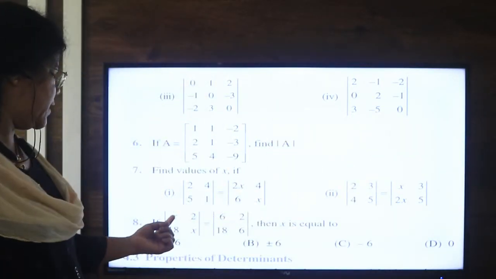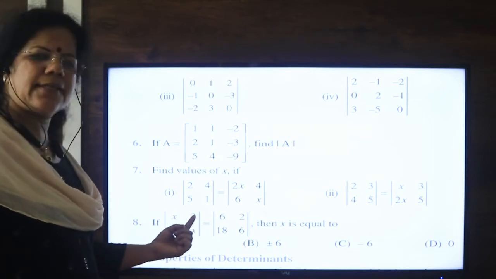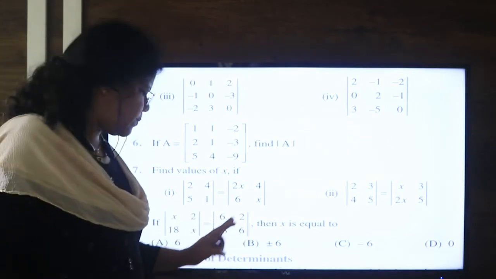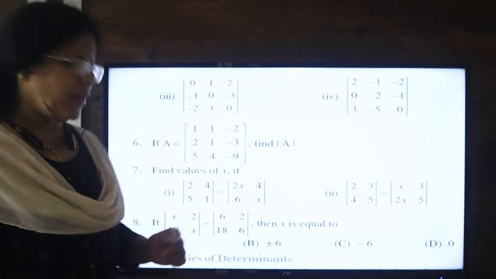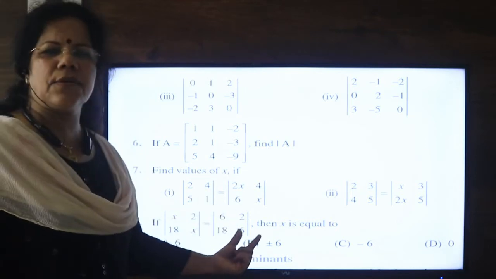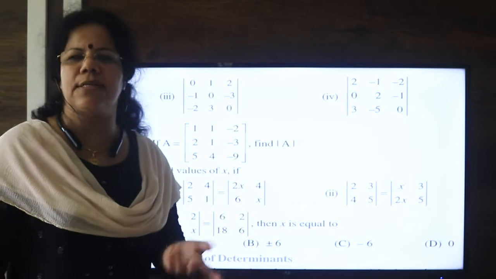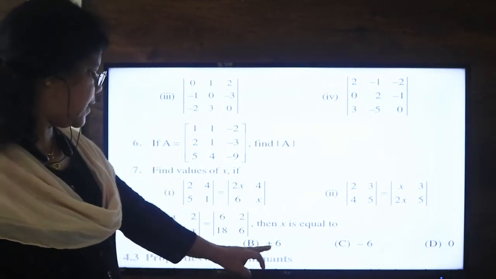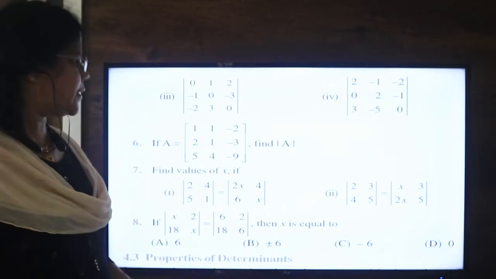Nothing new in that. Here you see, x square minus 36 is equal to 36 minus 36, which is equal to 0. That is, x square minus 36 is equal to 0. So x square is equal to 36. So x is equal to plus or minus 6. That's option B. Simple it is.